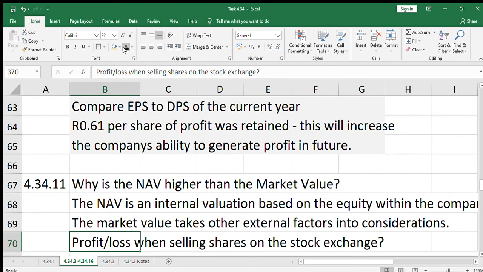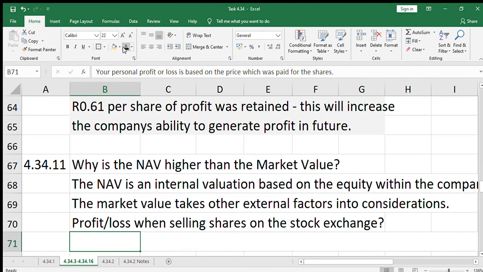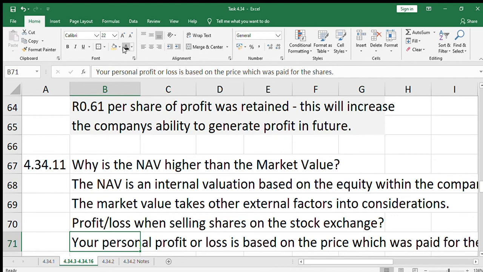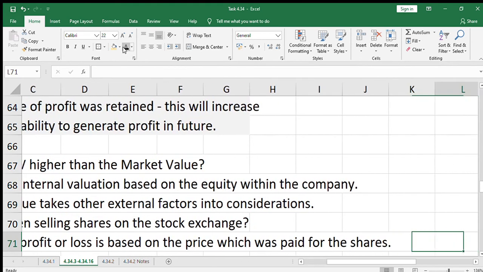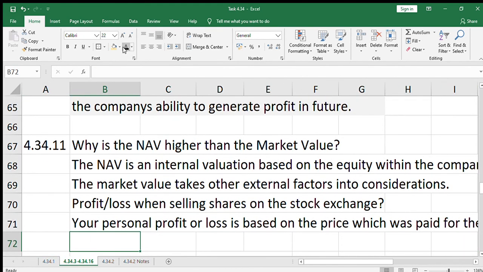Okay, so what is the profit or loss in selling the share on the stock exchange? Your personal profit or loss is based on the price you paid for the shares when you bought them. For example, if you were a shareholder in the past, you may make a profit. But if you are a new shareholder, then you will make a loss.